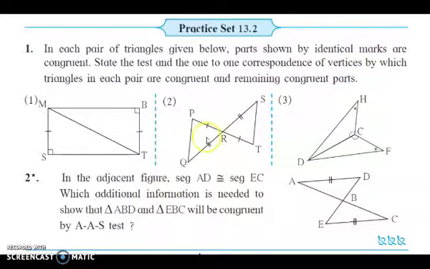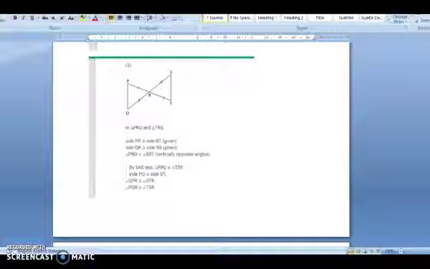These two triangles are given here, triangle PQR and triangle TSR. For both these triangles we have to show the test, the one-to-one correspondence and the remaining congruent parts also. So in triangle PRQ and triangle TRS, side PR is congruent to side RT. This has one identical mark and this has one identical mark, so both these sides are congruent. Similarly, side QR is congruent to side RS.